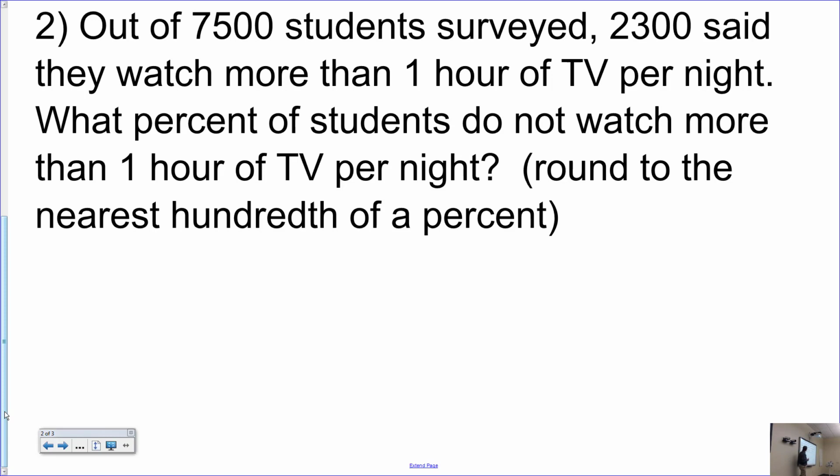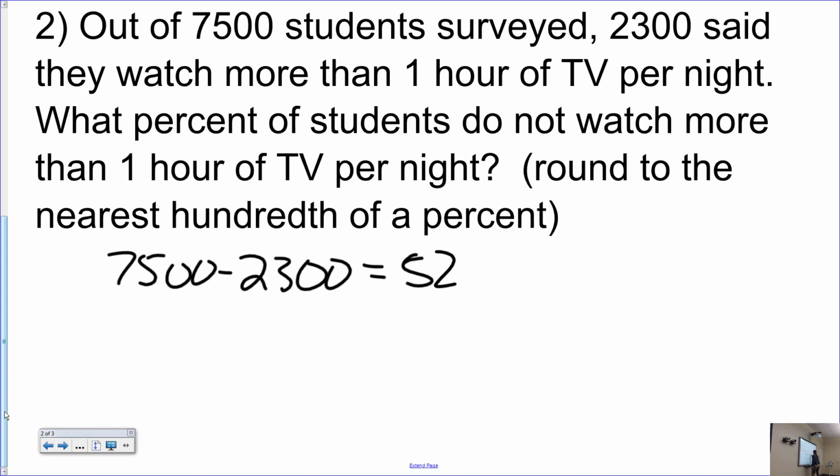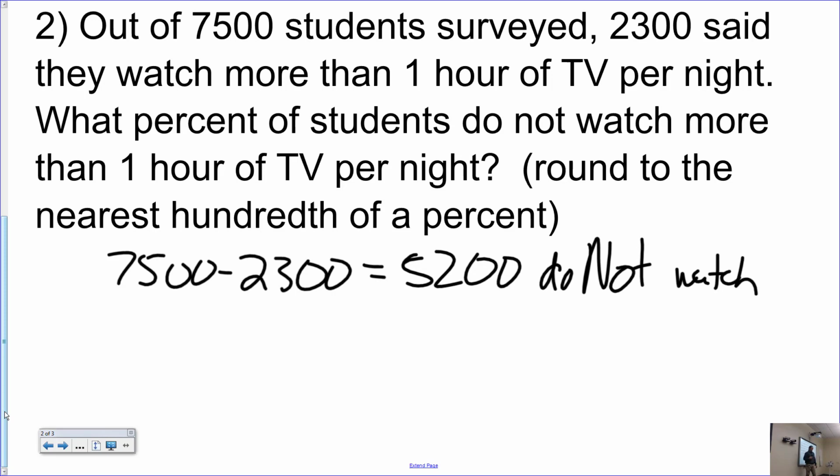So I took 7,500 minus 2,300. Okay, now you're going to have to explain to me why you're doing this. Because it's out of 7,500 students, and 2,300 said that they watch more than 1 hour of TV per night. So the remaining would be the ones that do not watch more than 1 hour. All right, good. 5,200 do not watch more than an hour of TV.